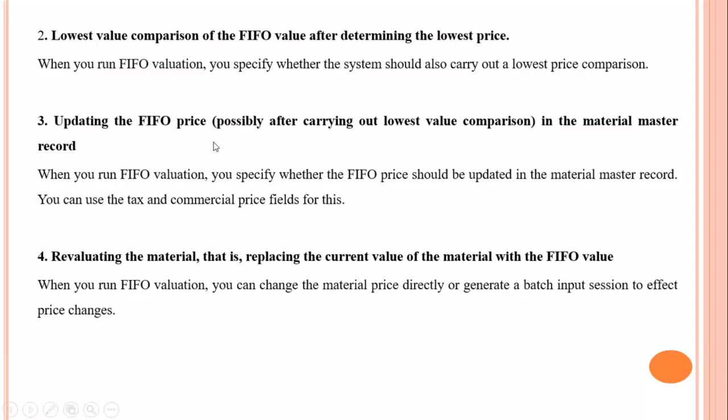Third is updating the FIFO price in the material master record. When you run FIFO evaluation, you specify whether FIFO price should be updated in the material master record or not. Okay, so you can use the tax and commercial price field for this. You will get to know about these things in detail while the practical part in the lab. Okay, so next is reevaluating the material, that is replacing the current value of the material with the first in first out value. When you run FIFO evaluation, you can change the material price directly, or you can generate a batch input session to affect the price change.